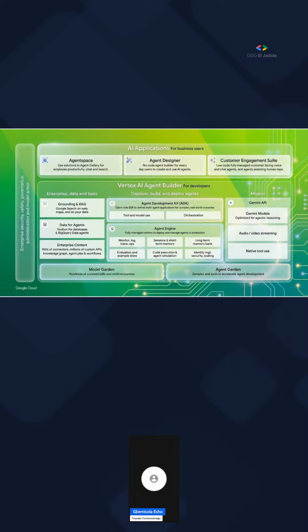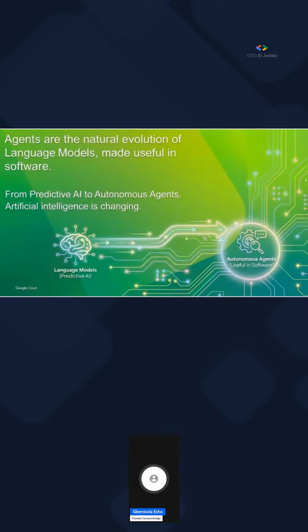I'm presenting this slide that visualizes the AI application workflow. We have the agent space, the agent designer, and the customer engagement suite. In this space, we have the Vertex AI builder for developers, and you can see the different functions and flows of it. I'm going to share my slides with you so you'll be able to assimilate it easier than when we're on the call.